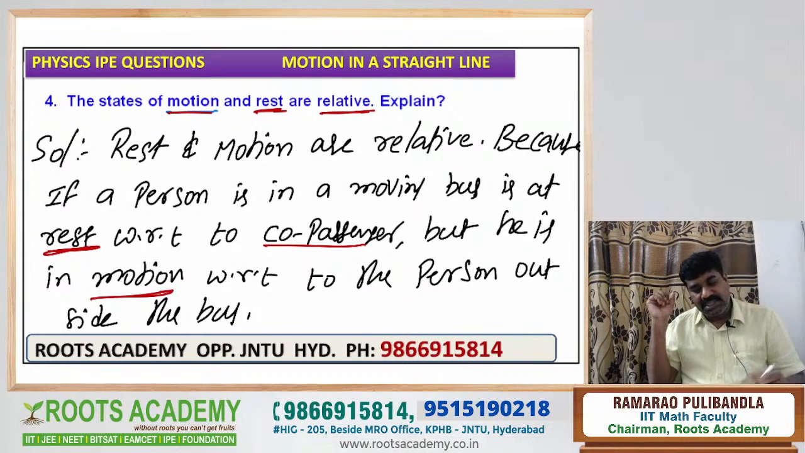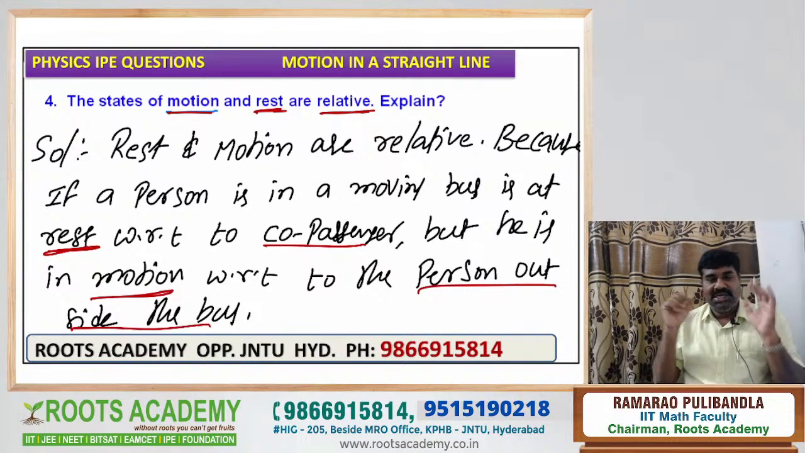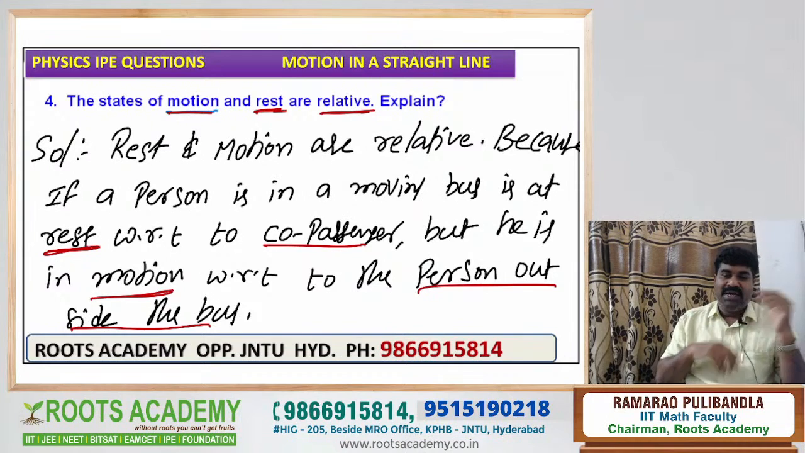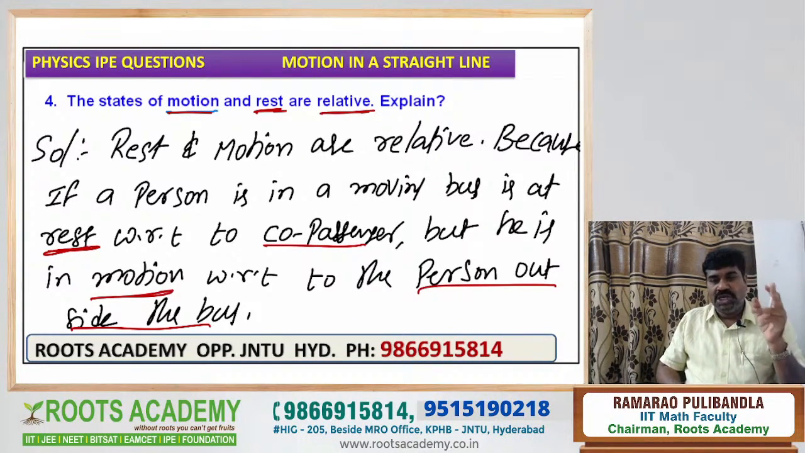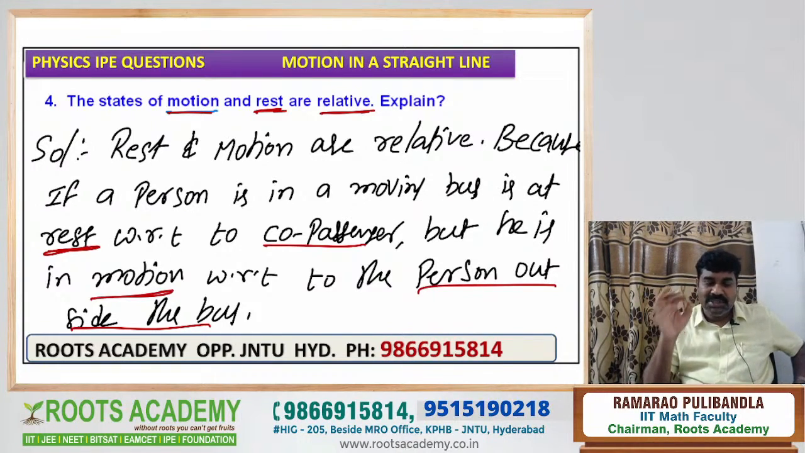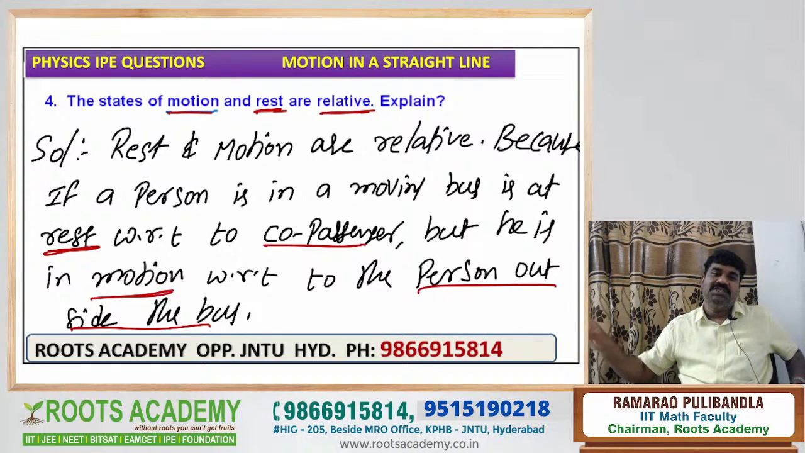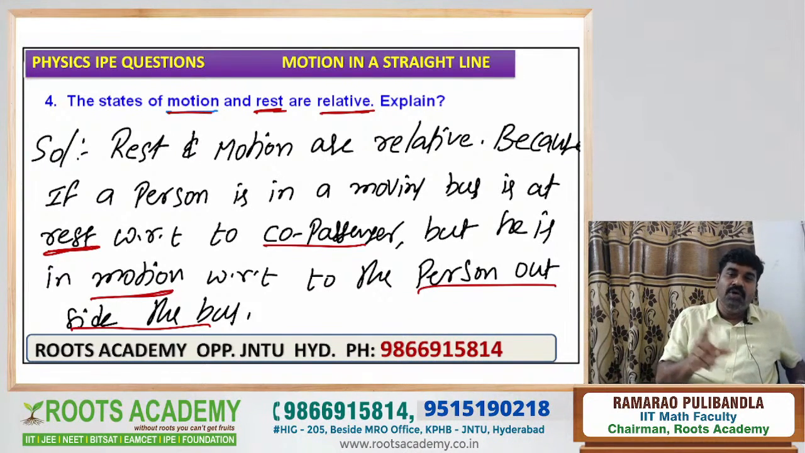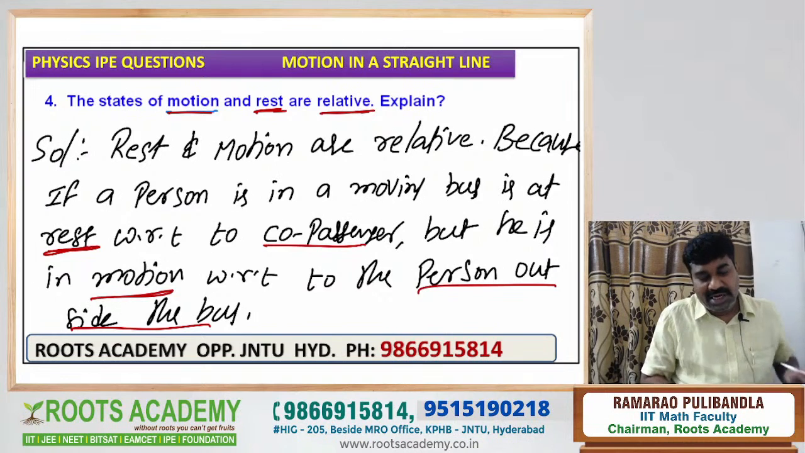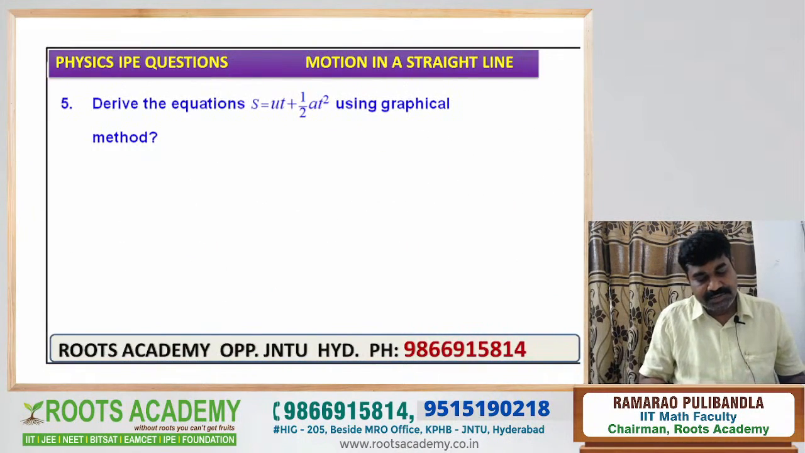With respect to the person outside the bus, he is in motion, but he is at rest with respect to the co-passenger. So rest and motion are related terms. Rest and motion are related terms because if a person is in a moving bus, he is at rest position with respect to the co-passenger, but he is in motion with respect to the person outside the bus. So rest and motion both are relative terms. Next one.